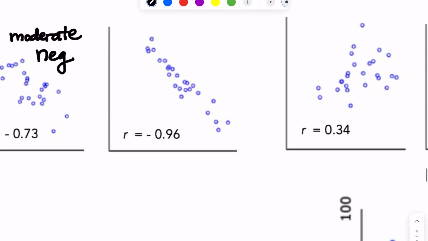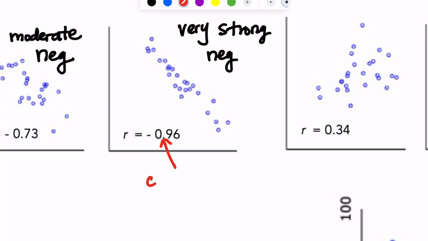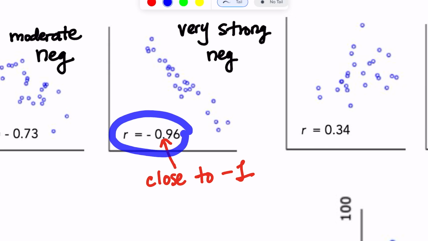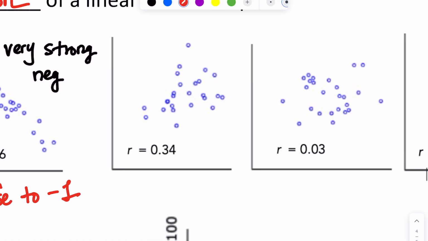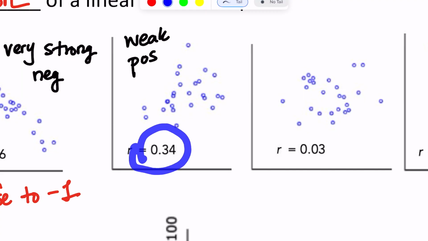Here we have a very strong negative relationship. Notice how close this is, super close to -1. Okay, so this is very strong negative. Here we have a weak positive relationship. Notice how close that 0.34 is, relatively close to 0. So it's going to be weak.